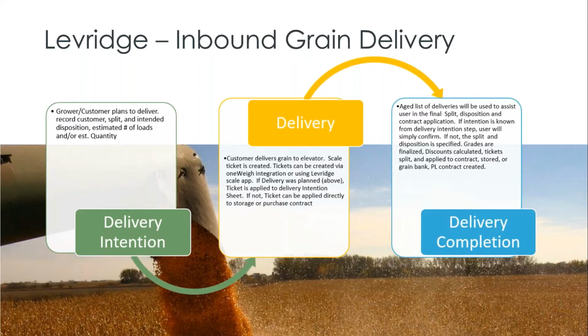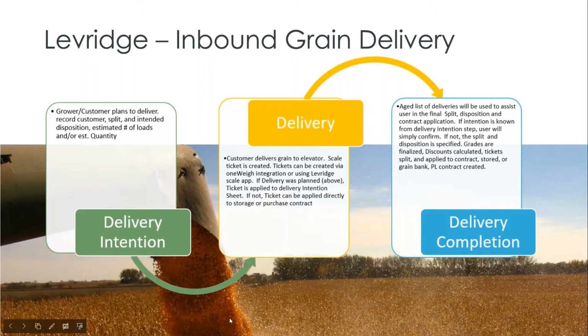The delivery itself, when the grower brings the grain in and goes over the scale, is accomplished through a scale ticket. Levridge has a scale app that we've built. It's pretty neat. And we also integrate with other scale applications such as One-Way, CompuWay, and others. The ticket is then applied to the delivery sheet, but if there's no delivery sheet, we can apply that ticket to a storage or a purchase contract.